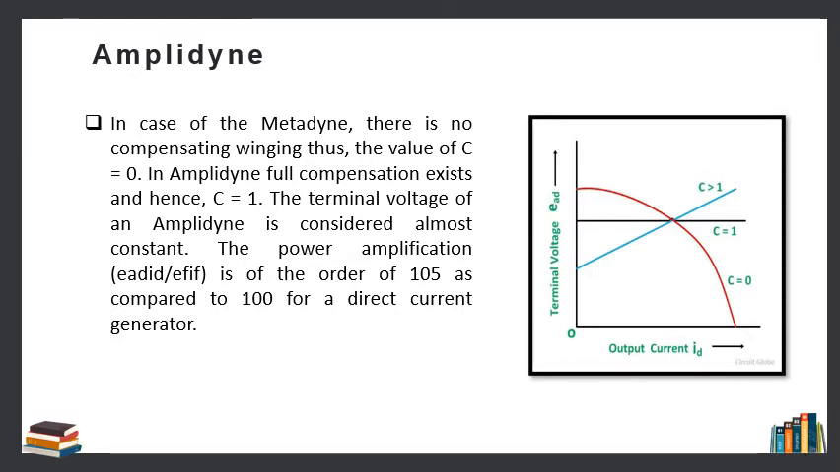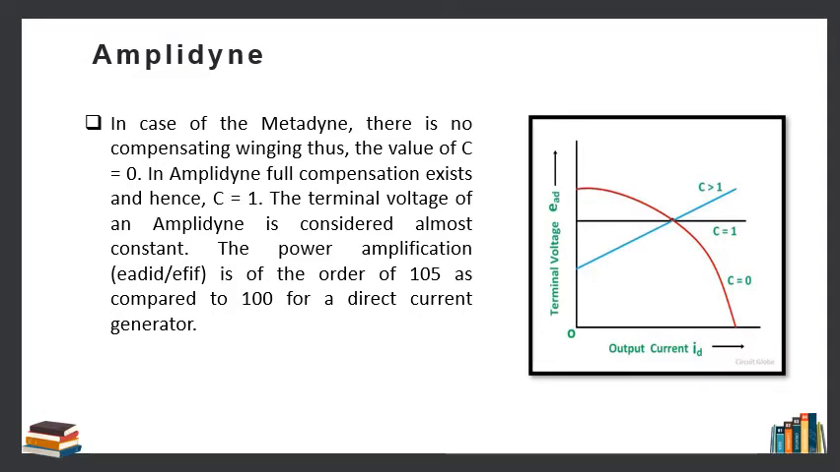This diagram shows three different values of the degree of compensation: C greater than 1, C equal to 1, or sorry, C equal to 0. These three characteristics are plotted between the output current IT and the terminal voltage EAD. In the case of metadyne, there is no compensating winding, thus the value of C is equal to 0. In the case of amplidyne, full compensation exists and hence C is equal to 1. The terminal voltage of an amplidyne is considered almost constant.